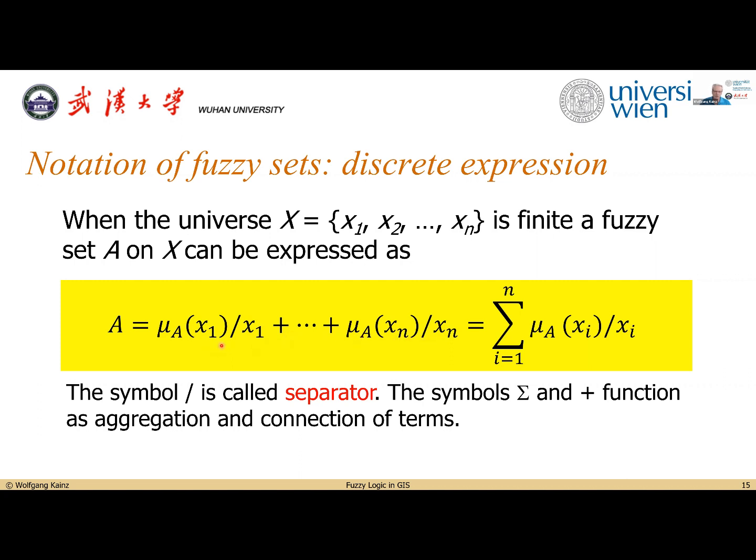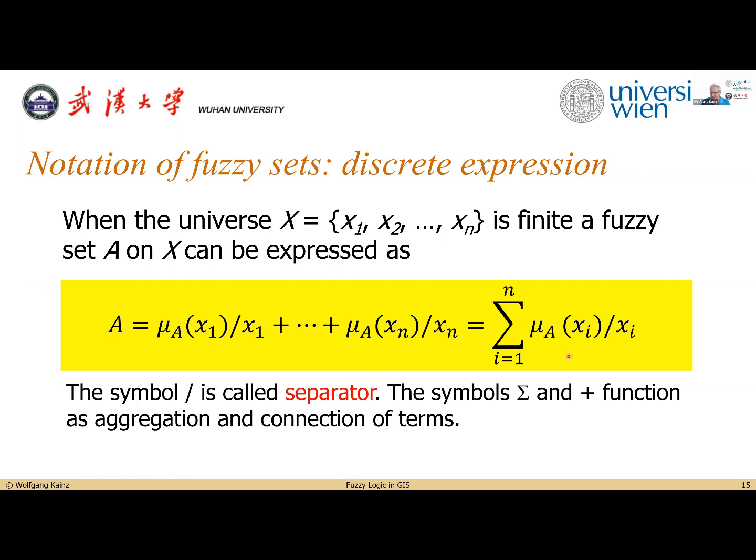So please note that this slash here is not a division operator, and this plus is not an addition operator. This slash only means it separates the membership value from the element to which it belongs, and the plus means only concatenating element with element, so listing all the elements. And even if we take a shorthand notation here with this sigma symbol, it is not a sum.